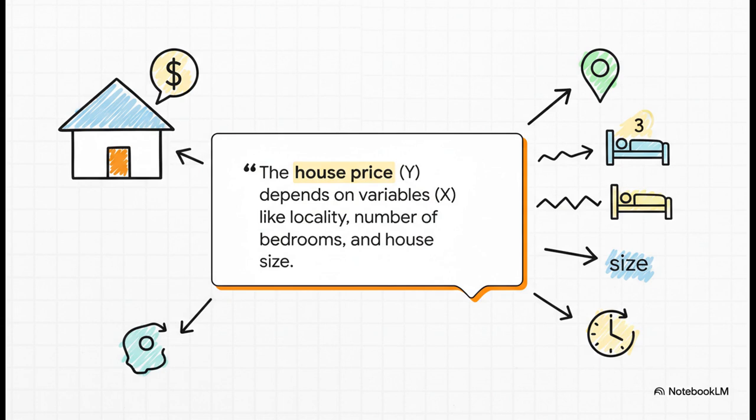And this is a perfect, tangible example. The final price of a house is our single outcome, our y. But what drives it? Well, it's not just one thing, is it? It's a mix of all these X variables: the location, the square footage, the number of bedrooms, the age of the house. Multiple regression lets us build a model that takes all of these factors into account to predict the price.